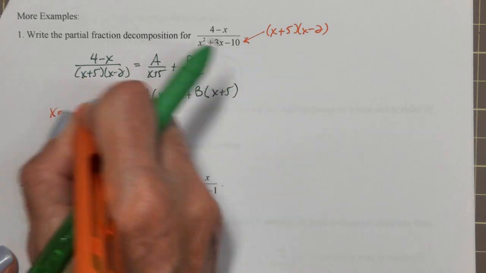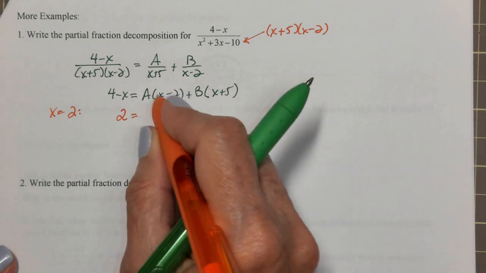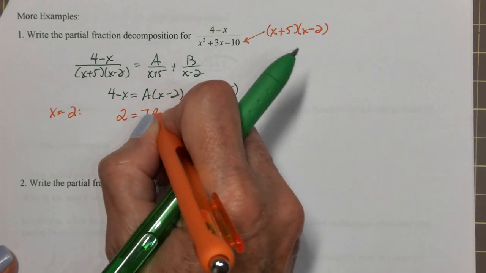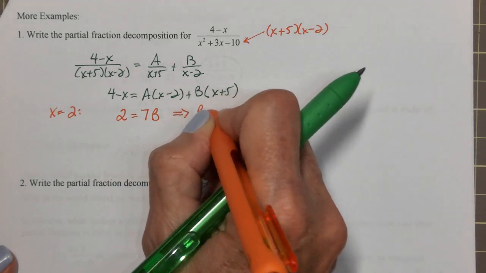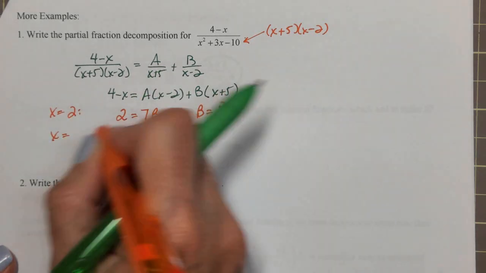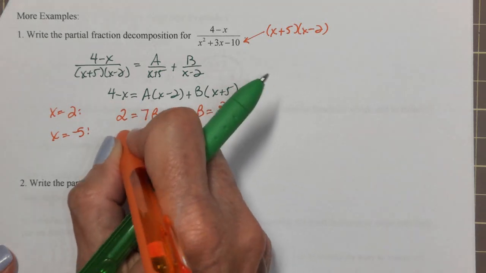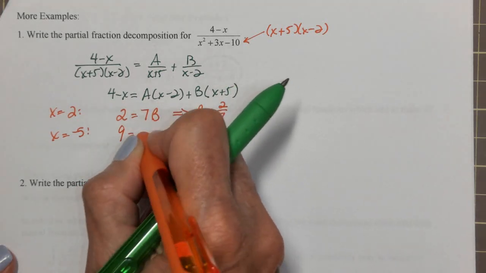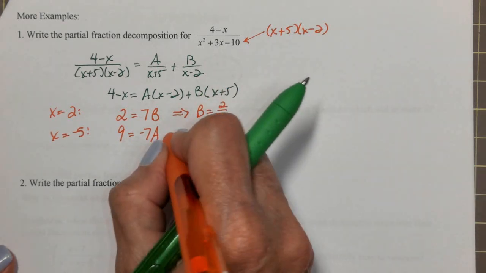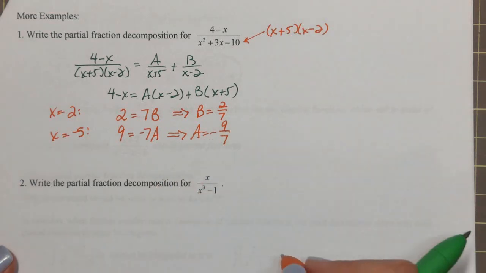Let's let x be 2. If we let x be 2, I'll have a 2 on the left. A zeroes out, and here we have 7b, which means that b is 2 over 7. Let's let x be negative 5. If I let x be negative 5, 4 minus negative 5 is 9. I'll have negative 7a, and then this zeroes out. And so we get that a is negative 9 over 7.